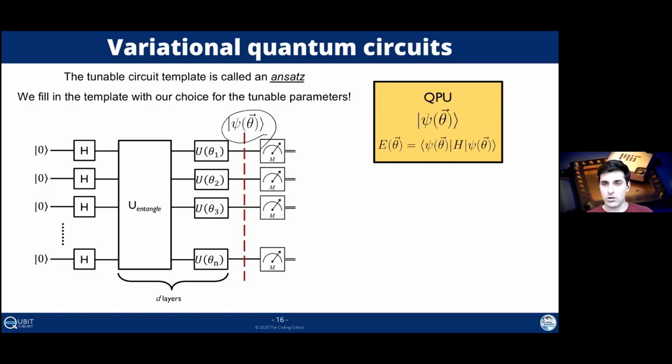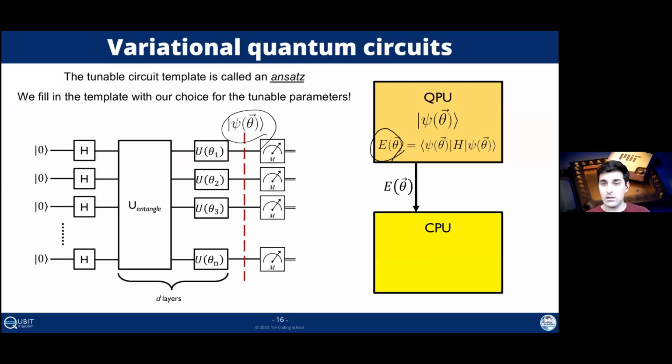And then we basically measure the circuit, and that gives us this E, which is the result of the measurement. And again, the result of our measurement also depends on these tunable parameters, these variational parameters that we're feeding into our circuit. And then we send the result of the measurement to a CPU, our classical processing unit, or our classical computer.